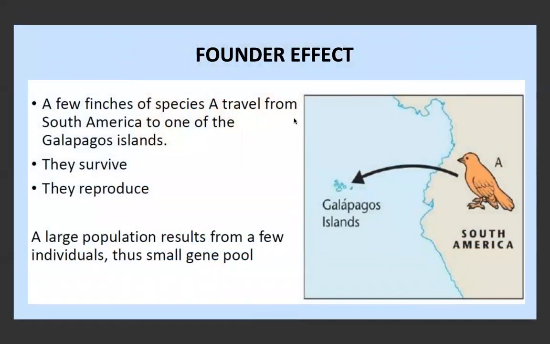And we can see that the founder effect occurred in the Galapagos finches, where a few finches from the original population traveled to the Galapagos Island, survived, reproduced, adapted to the environment differently to the mainland finches. And we saw that over time, there was this large population that resulted from just a few individuals, a very small gene pool from the mainland.